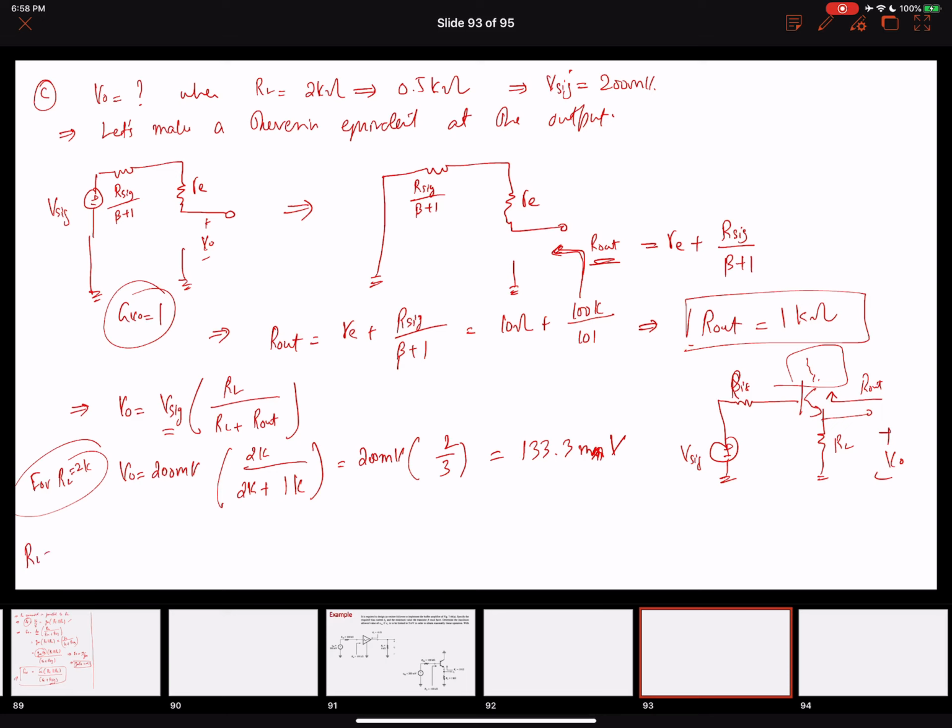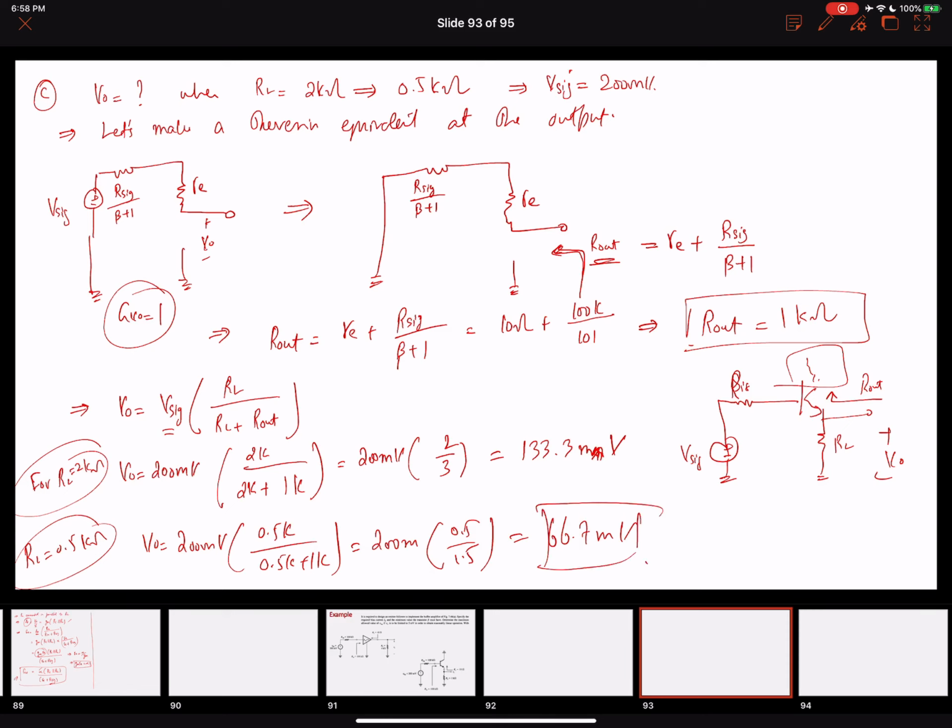Now when RL is 0.5 k ohms, V naught will be equal to 200 millivolts times 0.5 k divided by 0.5 k plus 1 k, so 200 millivolts times 0.5 divided by 1.5. So the answer is going to come out to be 66.7 millivolts. Okay, very great.